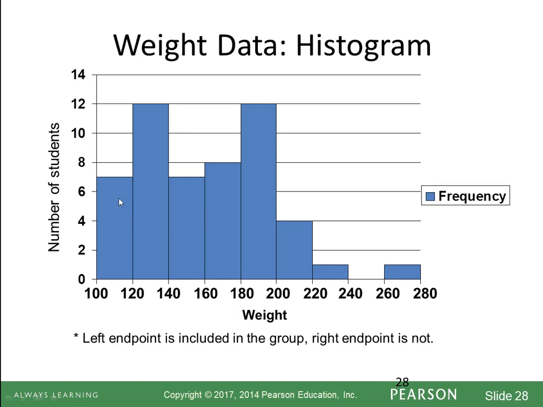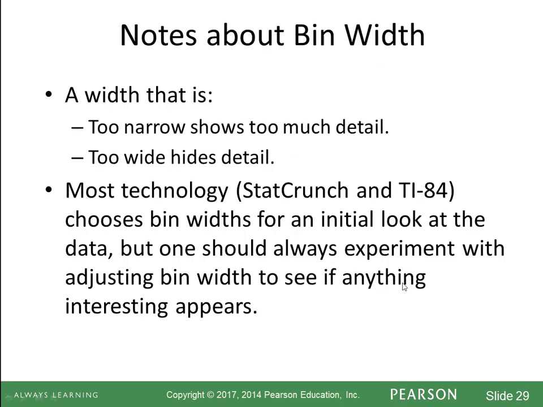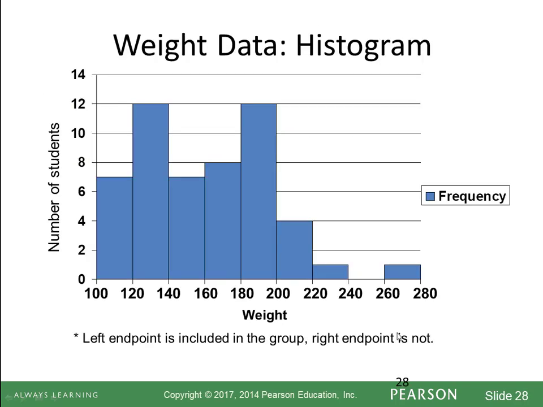So you can see in that class of statistics students, we had 7 who weighed 100 or more, but less than 120. We have 12 that weighed between 120 and less than 140, etc. And so you can see we have one individual who weighs somewhere between 260 and less than 280.